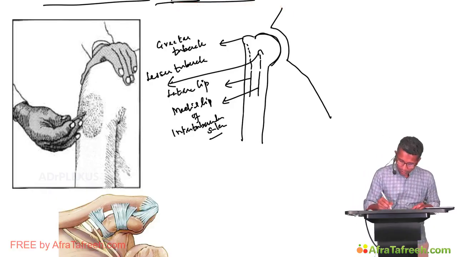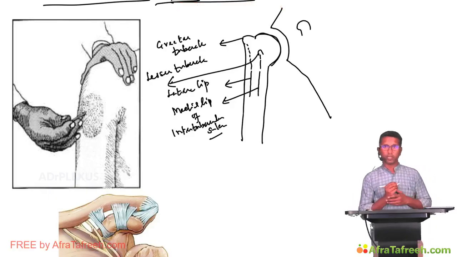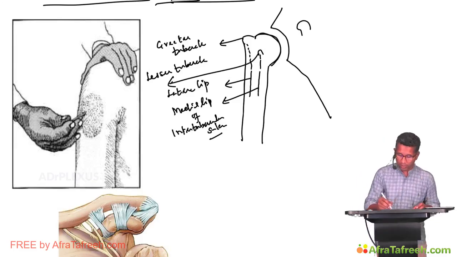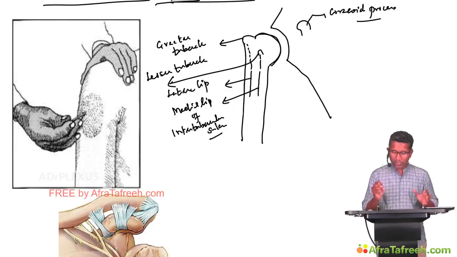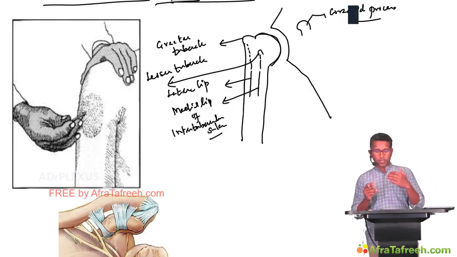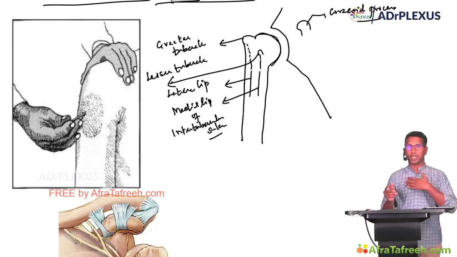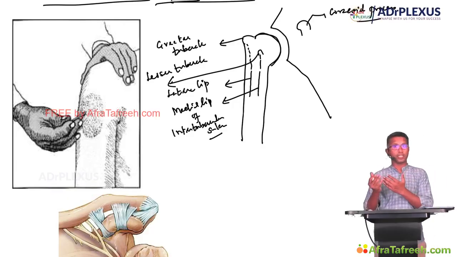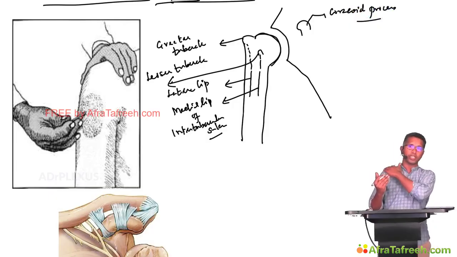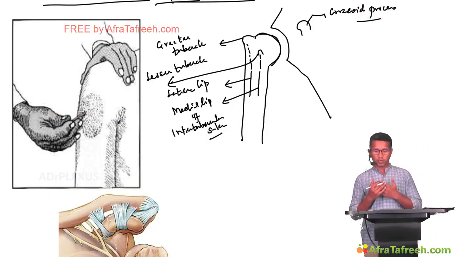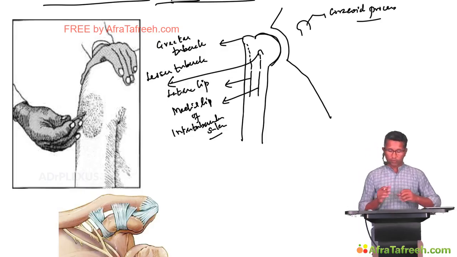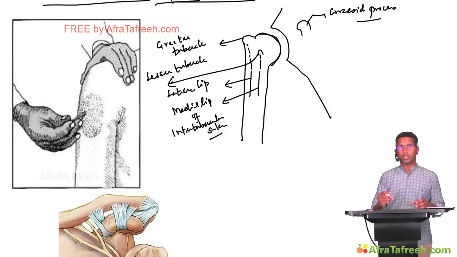And you see a hook-like projection in front of the scapula. This process is called the coracoid process. Always remember, when you see the coracoid process, that is the anterior aspect of the scapula. When you see the spinous process, that is the posterior aspect of the scapula. So here you see the coracoid process, so that must be the anterior aspect of the scapula. Clear?